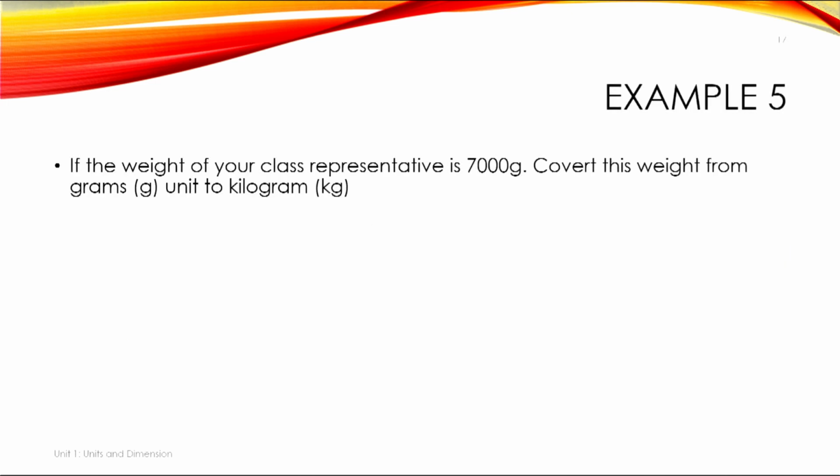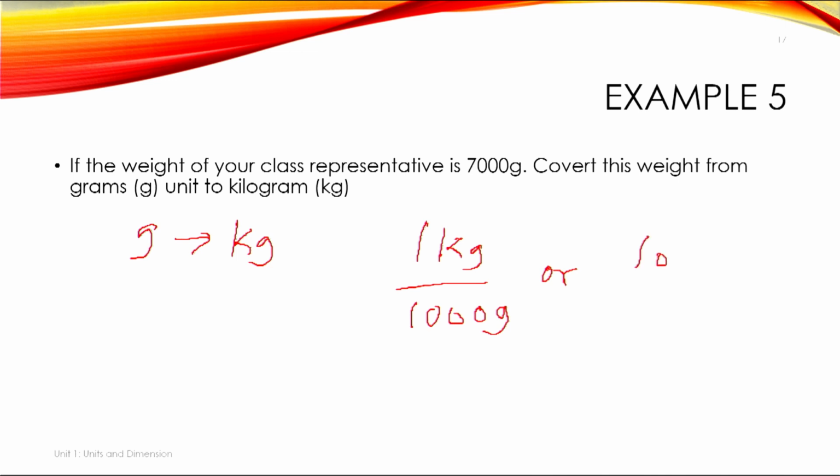Let's consider another example. If the weight of your class representative is 7,000 grams, you are asked to convert this weight from grams unit to kilogram. So I said the first thing to determine is the conversion factor. What is the conversion factor between grams to kilograms? So we have here, let's write it here. We know that 1 kilogram is equivalent to 1,000 grams. Or we can write 1,000 grams is equivalent to 1 kilogram.